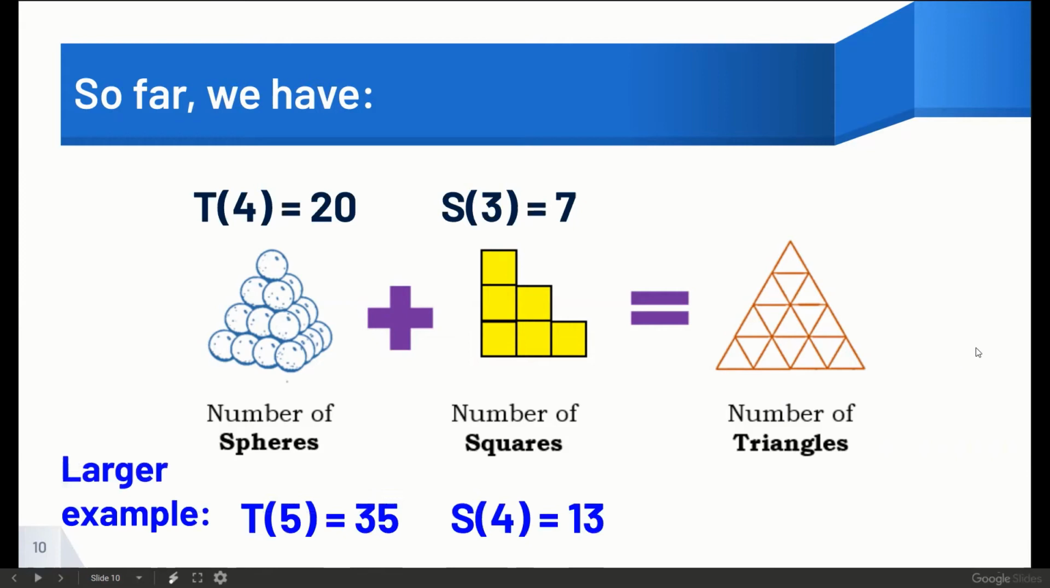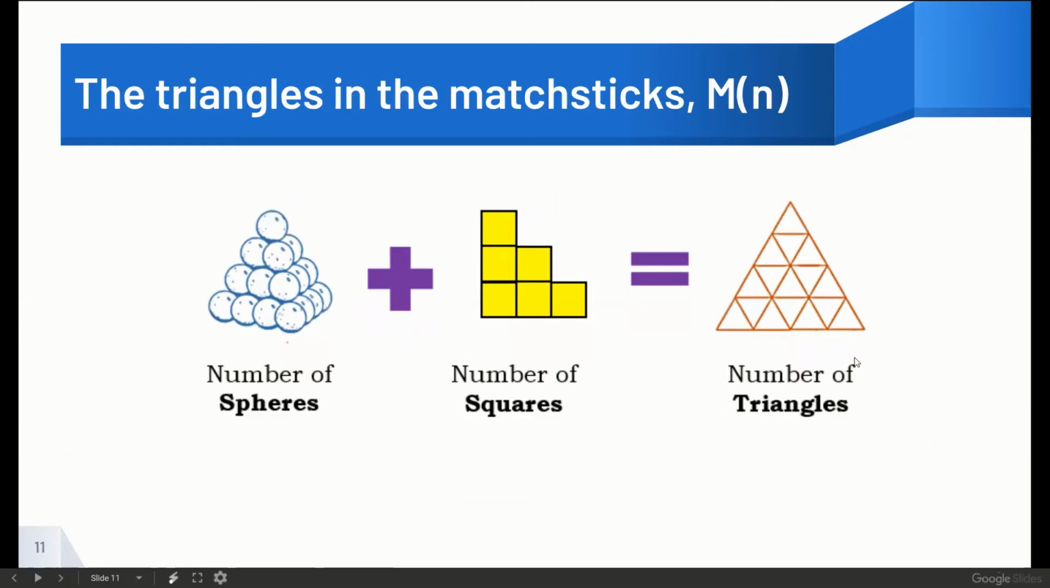In the larger example that I did over on GeoGebra, we have 35 in the 5th tetrahedral number, and we had 13 in the 4th stair step. Now we need to investigate the matchstick problem, counting the triangles in this figure.